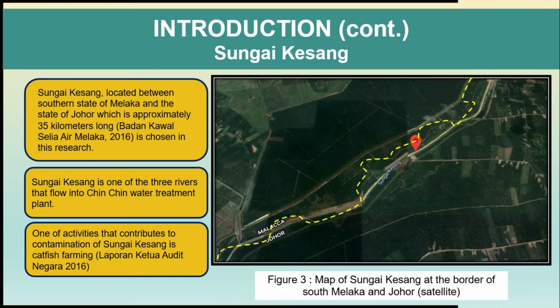In this research, Sungai Kesang that is located between the southern state of Melaka and the state of Johor is chosen. As you can see in this map, the yellow dashed line is the border of Melaka and Johor, and the white line is Sungai Kesang. Sungai Kesang, approximately 35 kilometers long, flows into Cincin water treatment plant, and one of the activities that contributes to contamination of Sungai Kesang is catfish farming.